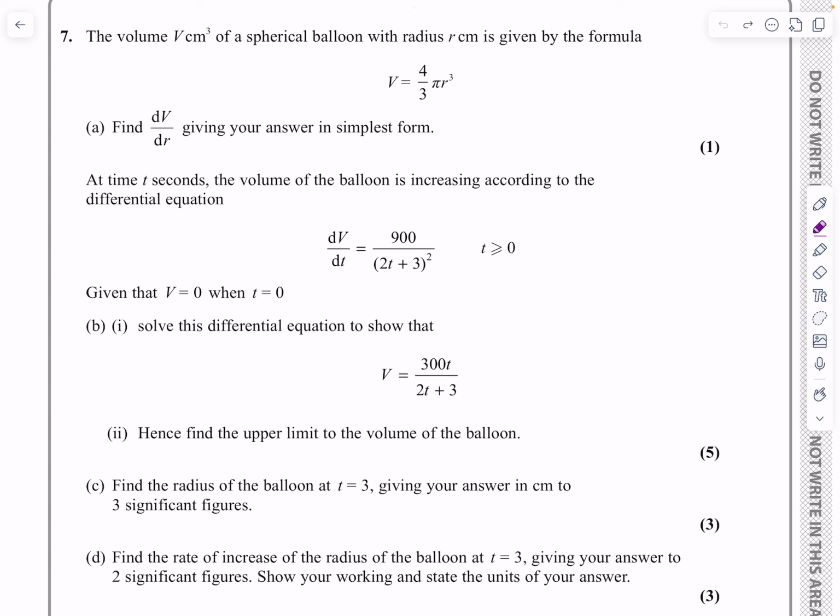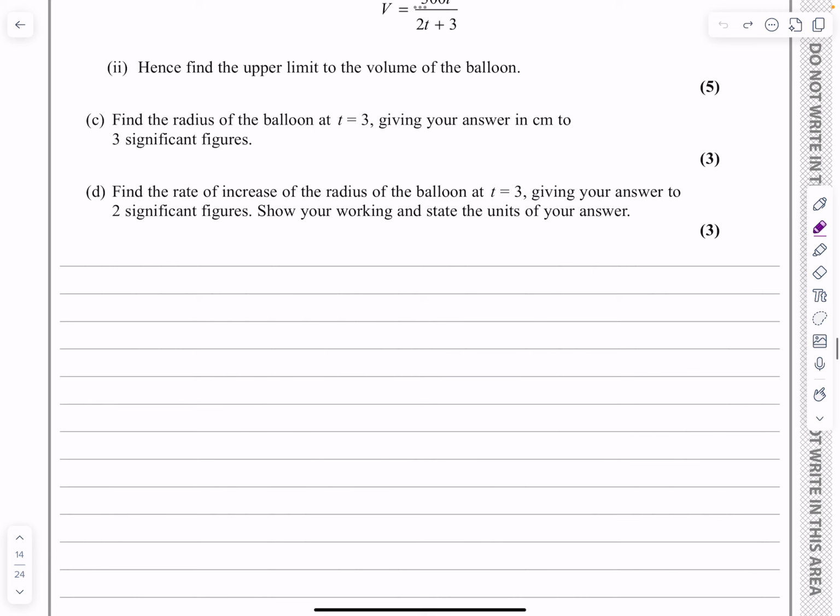Part A says, we've got the volume of a sphere, 4/3 pi r cubed, and it just says find dV by dr. So no problems with that bit there. A, we've got that V is equal to 4/3 pi r cubed, and differentiating that then, I'm not going to take any time over that, multiply by the power, take 1 off the power, the 3 will cancel, we get 4 pi r squared there for my first mark.